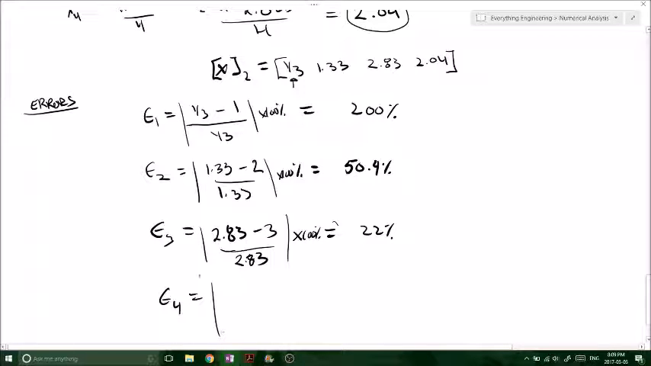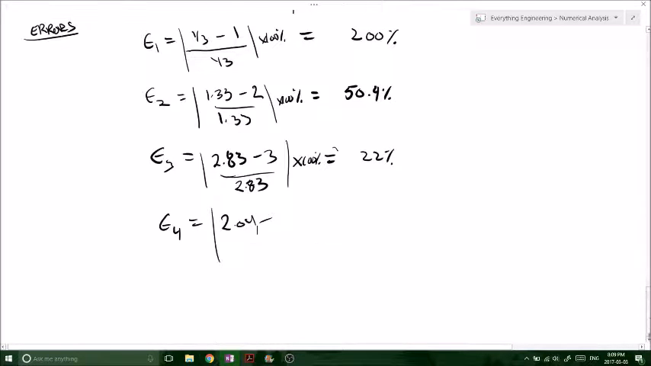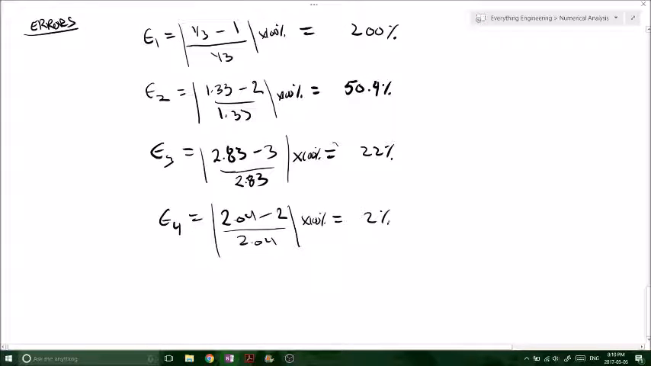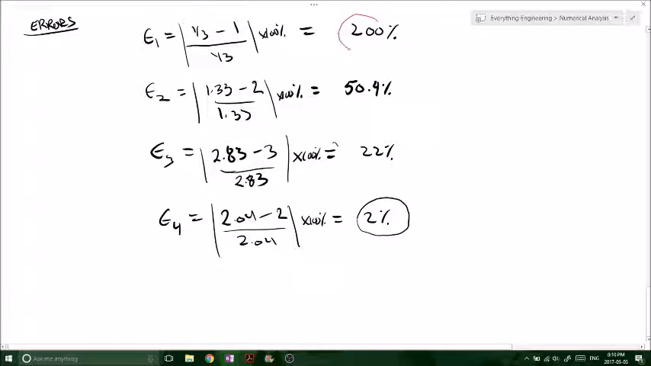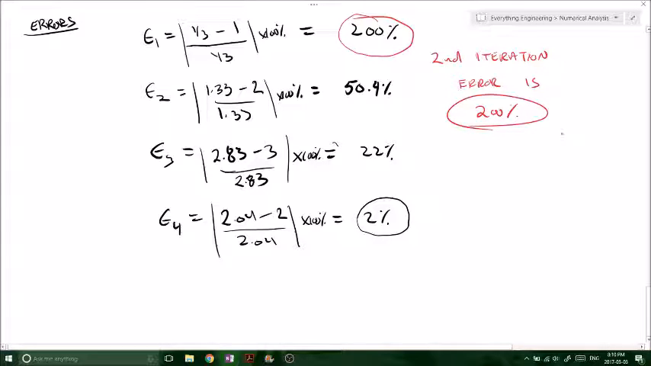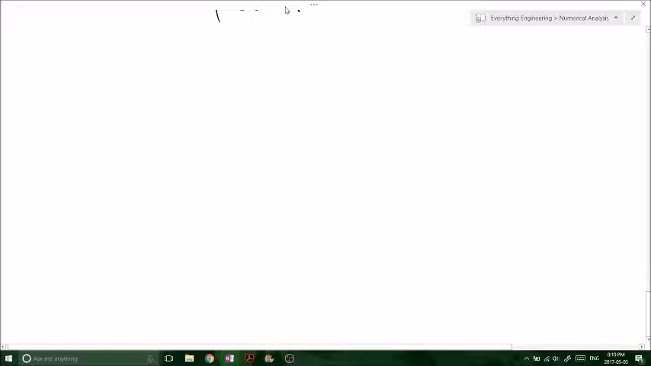So that makes me feel a little bit better. So E4, our new value is 2.04, subtract our old value of 2. That's good. So that is 2%. That's tiny. That's perfect. But now you can see we've got something as low as 2%, as I was talking about earlier. But we still can only say that because our highest associated relative error is 200%, the second iteration error is 200%. So that is not acceptable. Let's do one more iteration. Let's do a third iteration, and hopefully we get something a little bit better.